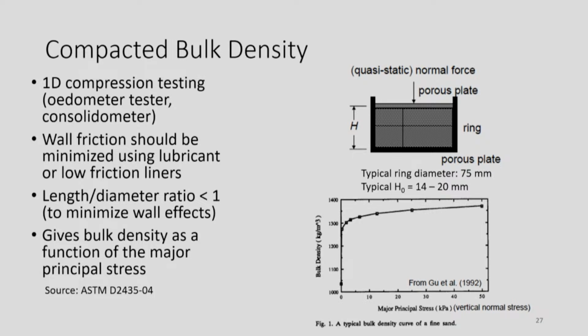So some lubricant or low friction liners. There are wax papers. We commonly use wax sheets. Put it on the side and then compact, so the friction is low.